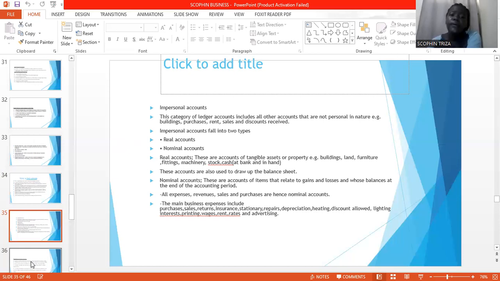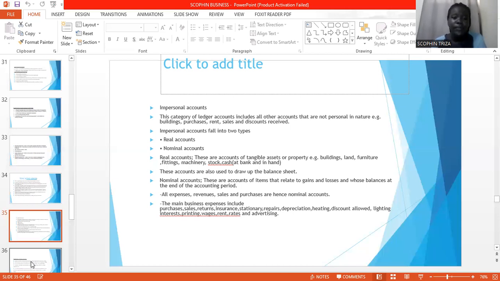Now, personal accounts fall into two types. We have two types of personal accounts, and then the real accounts and the nominal accounts. When you talk about real accounts, these are accounts that are tangible, accounts of tangible assets or properties. Tangible, they are felt. That is the building. You can feel land, you can feel furniture, fittings, machinery, stock, cash, etc.